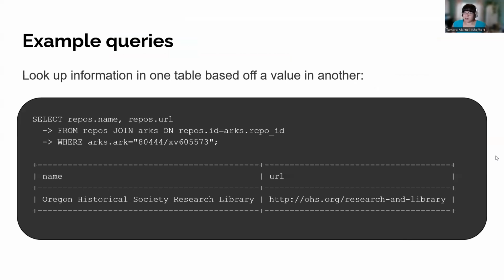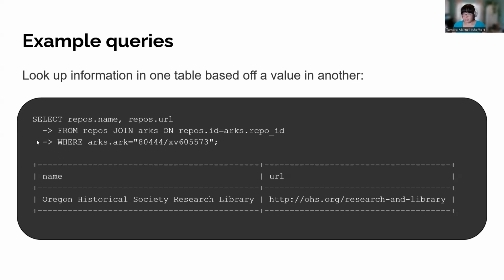So here's an example of how you can use SQL to look up information in one table based off of a value in another table. This is a very simple example. The repos table, for repositories, has various information like the name, the URL, and the various codes like MARC and OCLC associated with it. And then each ARC has one repository. So you can look up, for example, the name and URL of the repository that an ARC belongs to by joining these two tables together.